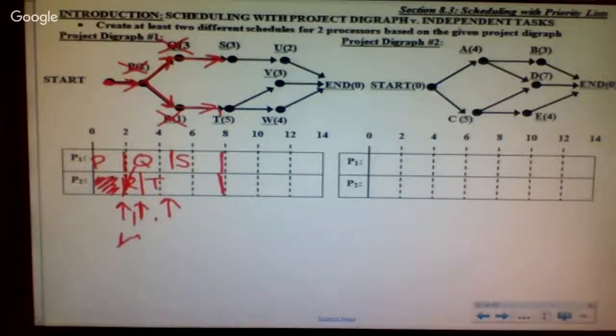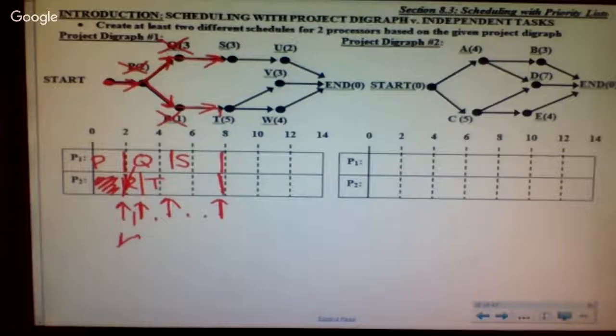Okay, so at 5, now we're at 6, everybody's working. We're at 7, everybody's working. We're at 8, we've got some lines.